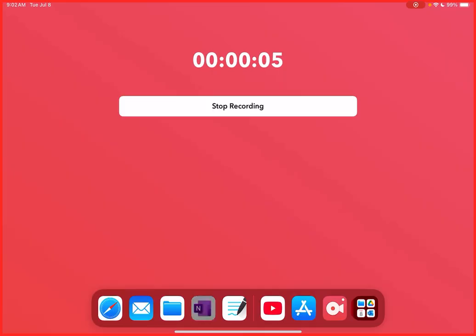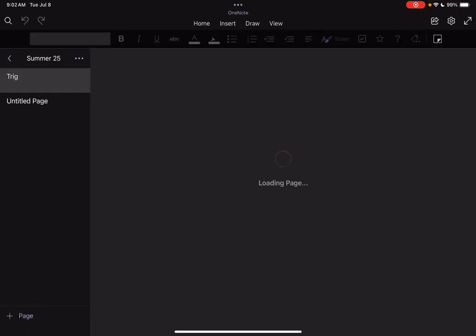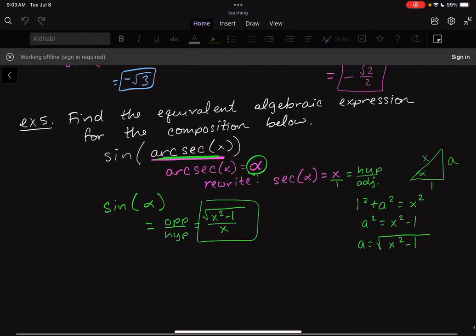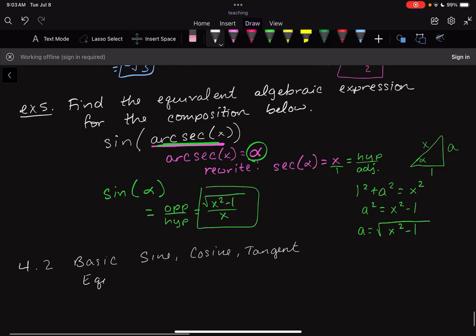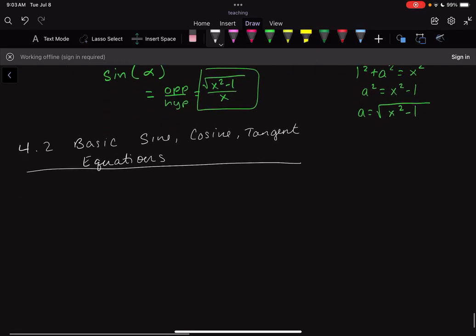Today we're going to be going over 4.2. Let me go ahead and go to our notes. Four point two is basic sine, cosine, and also tangent equations. So sine, cosine, and tangent equations.